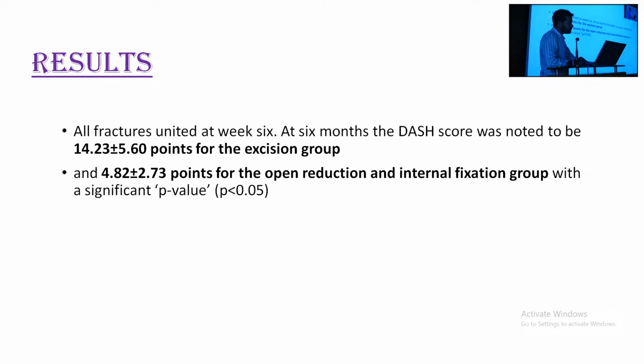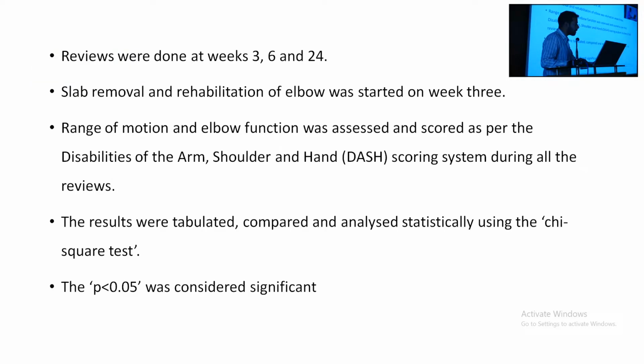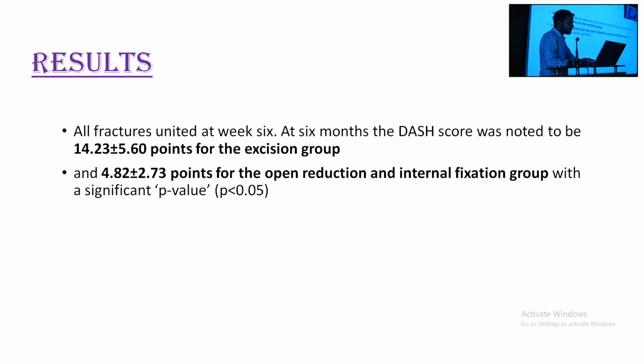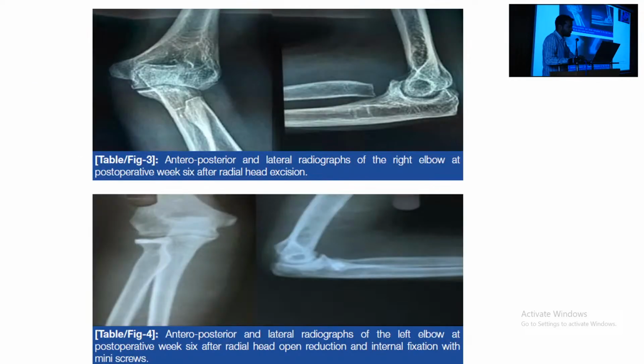What are the results? Sir, all fractures united at week 6, and at 6 months the DASH score was 14.23 plus minus 5.60 points for the excision group and 4.80 plus minus 2.73 points for the open reduction and internal fixation group, with significant p-value less than 0.05. Sir, here is the post-op 6-week x-ray.